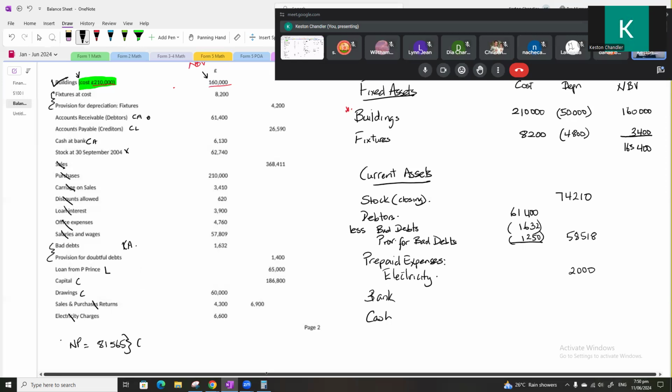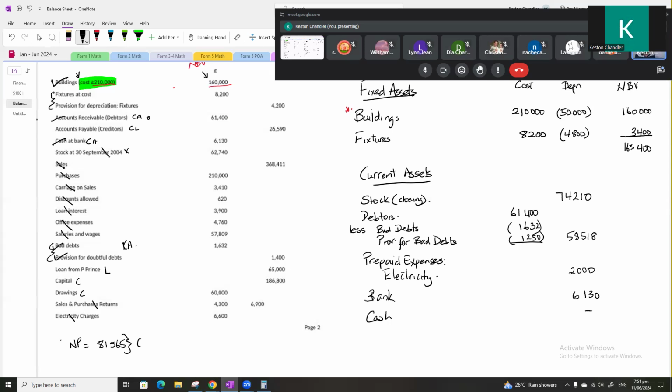And my bank figure, any bank figures? No, just cash at bank, so we don't have cash in hand. So cash at bank is 6130. No cash in hand, yes, no, no cash in hand. Right, so we use this, we use this. I don't need this figure. We use this, we use this. Right, so we're looking good so far in terms of our assets.